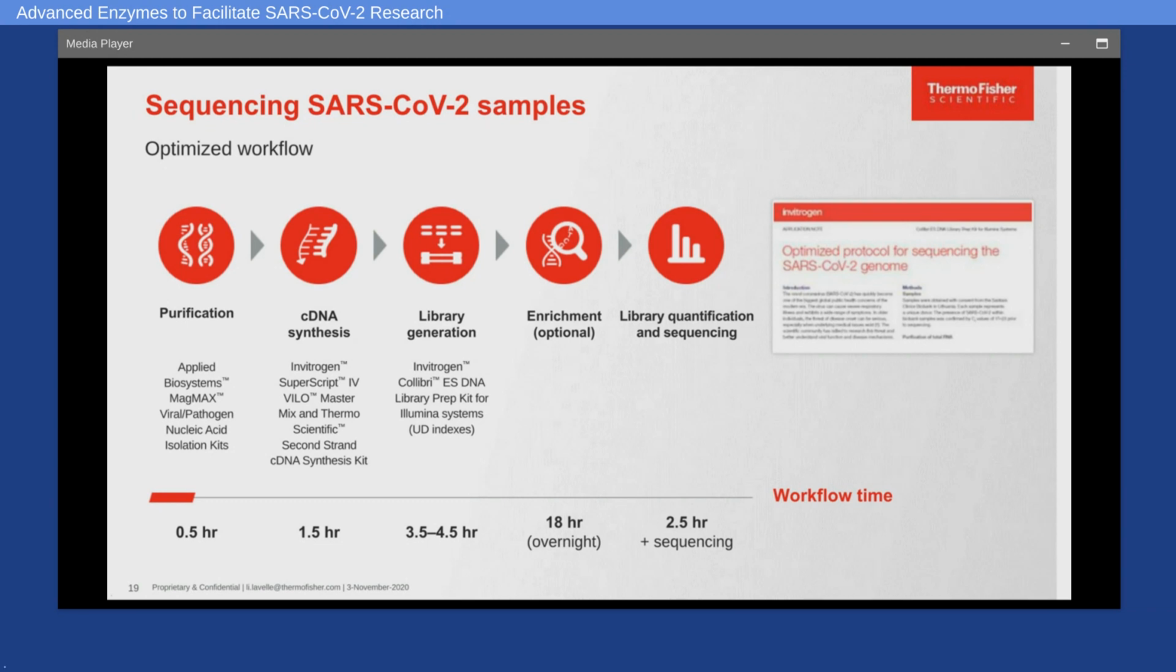The libraries were pooled and enriched using a synthetic probe panel by PCR amplification. This step is optional. The final concentration of the libraries was quantified with the Collibri library quantification kit, then sequenced on an Illumina system. Here we list the time each step takes, so the entire workflow may take 1 to 2 days.